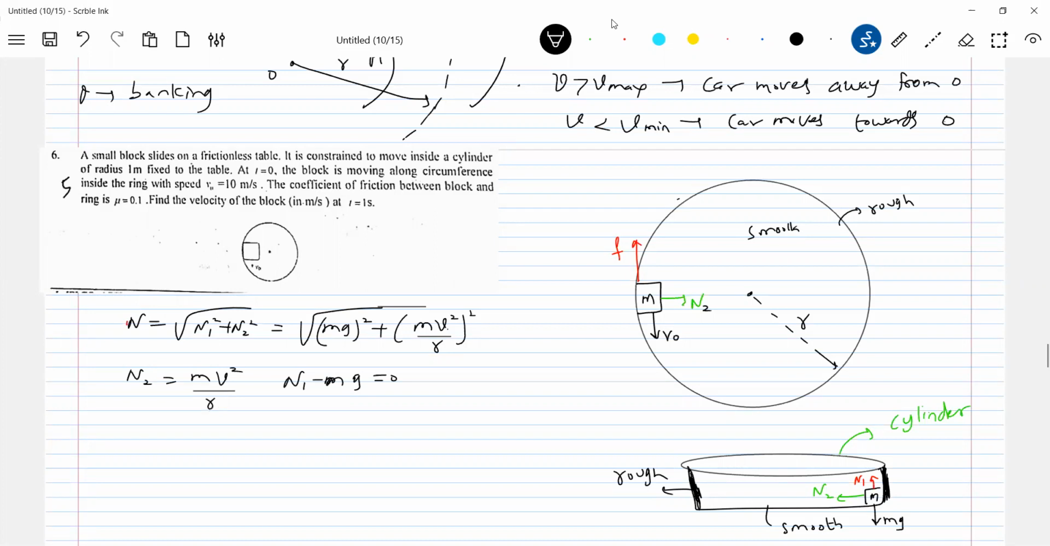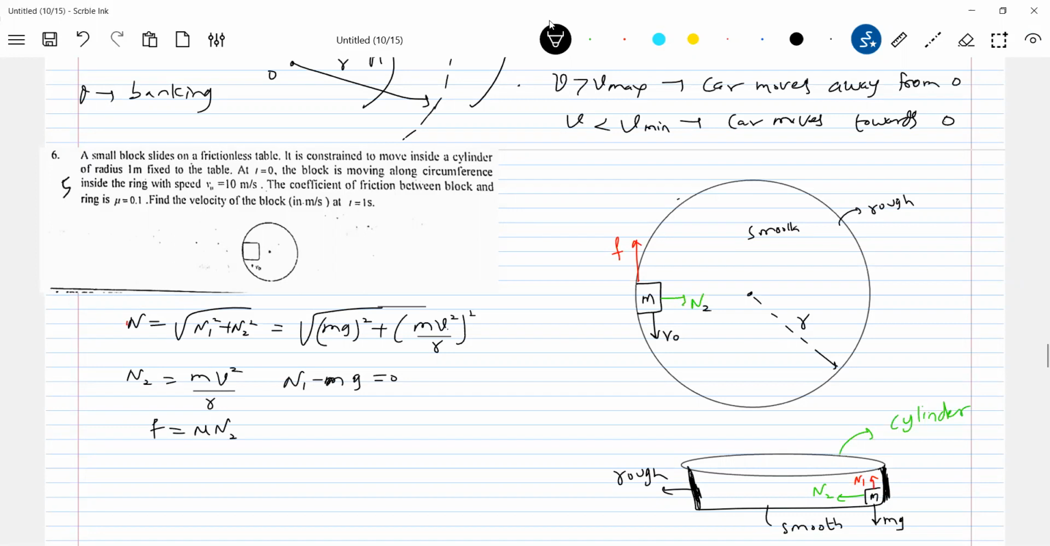Tell me what shall I write? F equals μN? F should be only μN2, nowhere related to N1, because the friction is there between what? Between the vertical wall and the block. If the base were also rough, then friction due to μN1 would also come. This is smooth, so you should write still F equal to μN2 only.